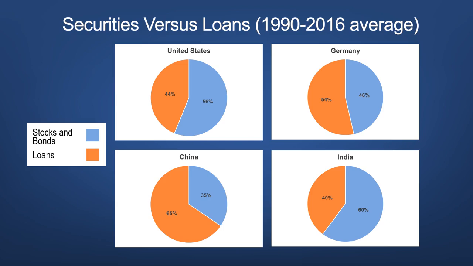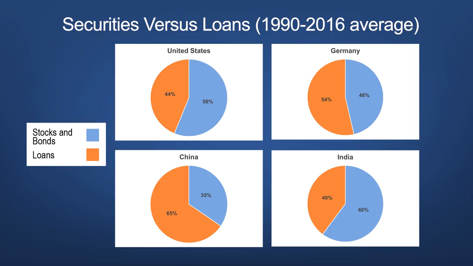Let's take a look at some recent data from the World Bank. We can calculate the size of domestic securities markets. This is stock market capitalization plus the total value of outstanding bonds, and compare this with total loans outstanding. This comparison will give us a rough sense of the relative importance of banks, since banks grant the bulk of loans, as compared with securities markets all around the world. Here is the data for the United States, Europe, and 2 Asian economies over the past quarter century.